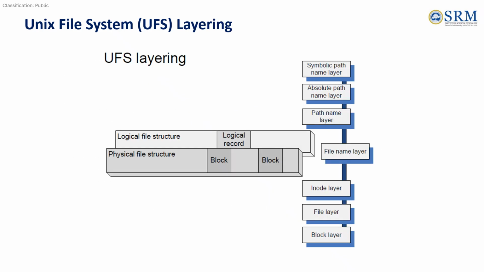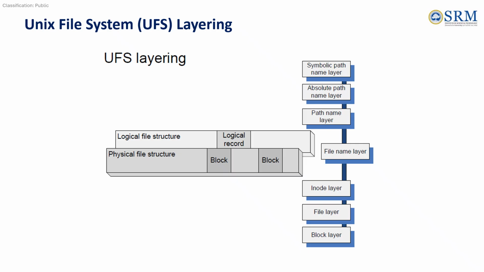Unix file system layering. Here we can see the layered architecture of the Unix file system. The topmost layer is the user or application layer. Users interact with files through commands or applications without worrying about how the data is physically stored. Below that comes the file name layer, which manages file names and directory structures. This layer helps users locate files using readable names instead of physical storage addresses. Next is the symbolic pathname layer and pathname layer, which handle navigation through directories and file paths. These layers help the system interpret absolute and relative paths correctly.